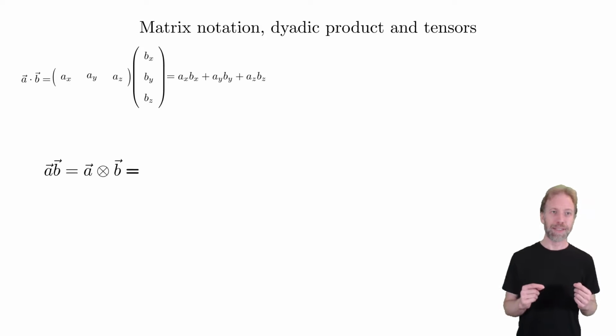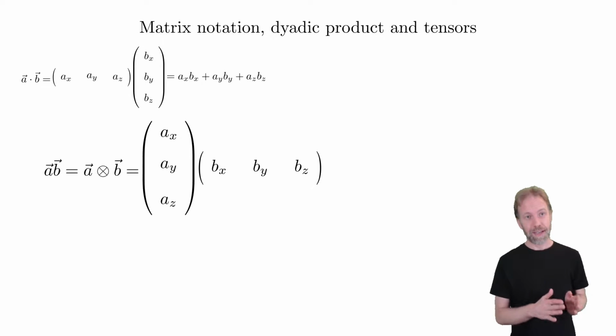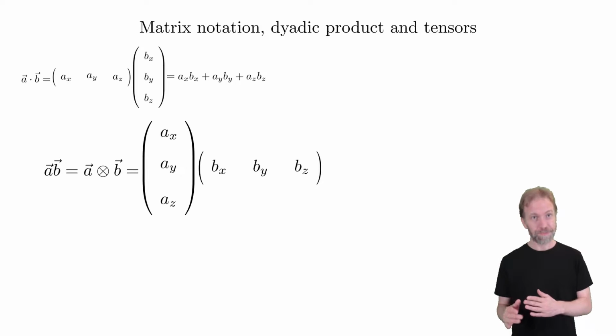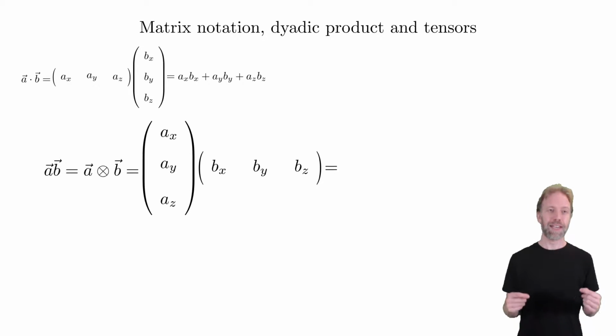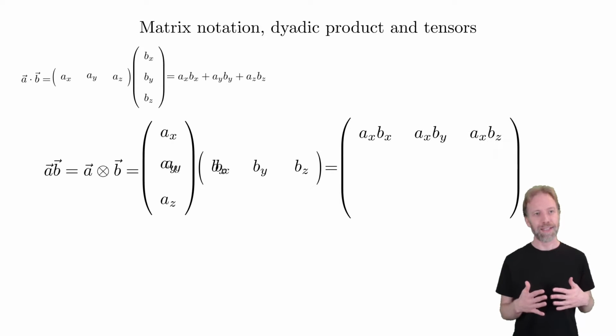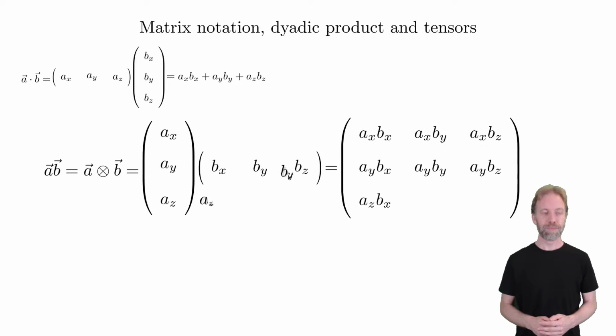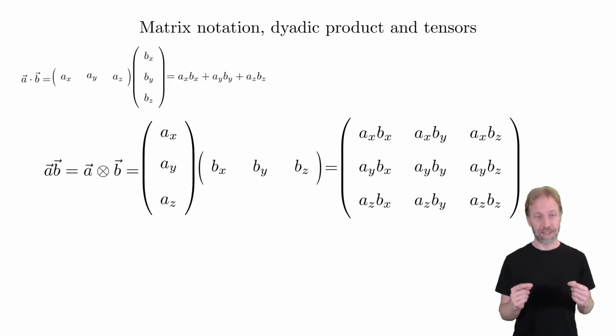The dyadic product is the matrix we get when we insert the first vector as a column vector and the second vector as a row vector. This will create a 3x3 matrix where all possible combinations of multiplication with the coefficients are present. The dyadic product is an example of a tensor of rank 2, as it includes both the direction of A and B.